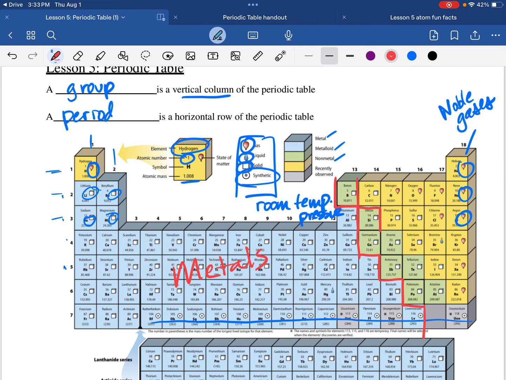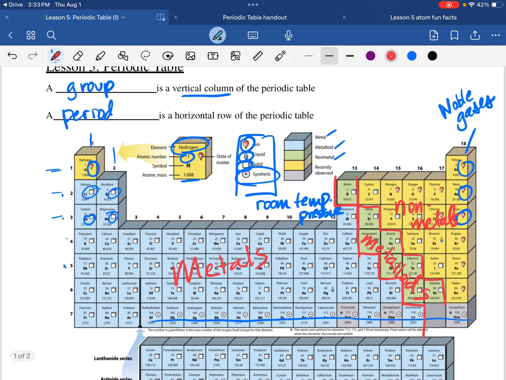And then we're going to separate these out as well, draw this other staircase separating the green from the yellow. And these yellows are all non-metals. You can write that in. And then these ones in between have some properties of metals and some properties of non-metals. So we give them a fun name, metalloids.